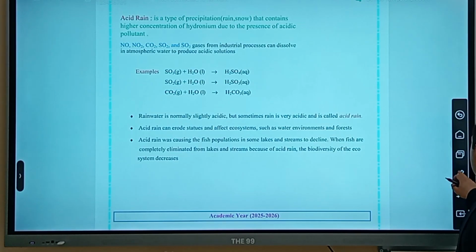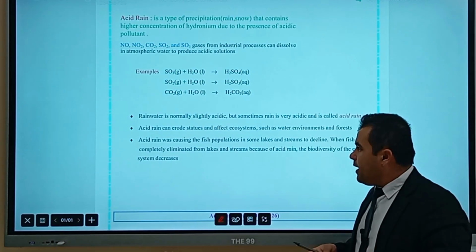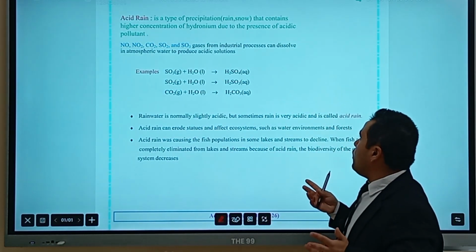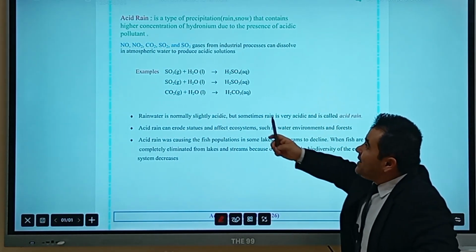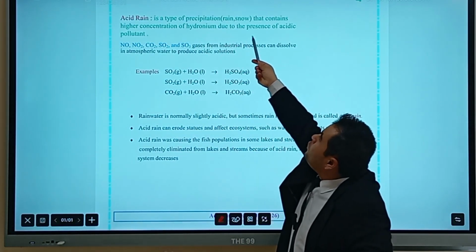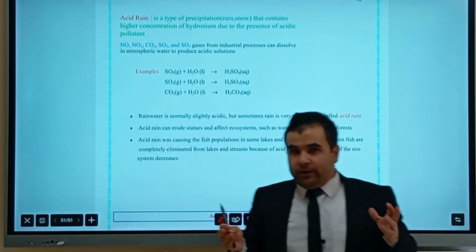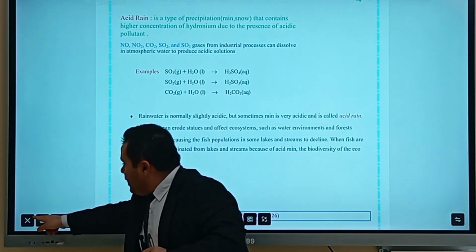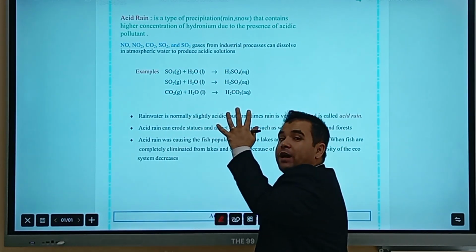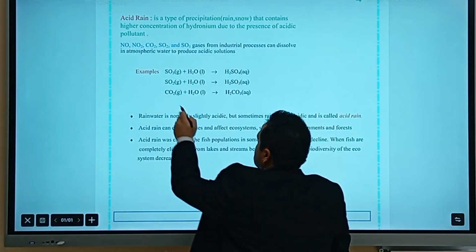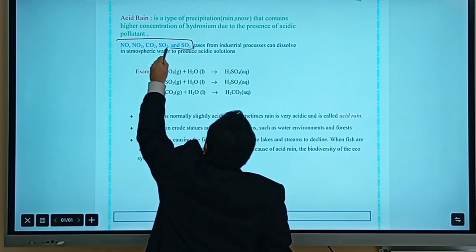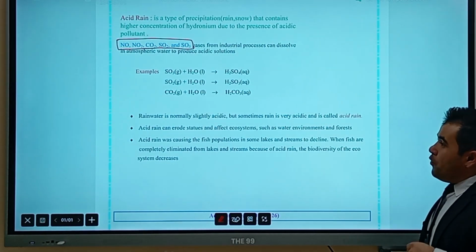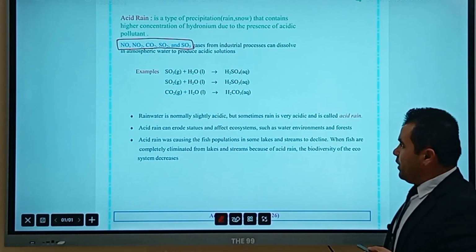Acid rain, guys. Let us define acid rain. It is a type of precipitation, can be rain, snow, or any other type, that contains a high concentration of hydronium due to the presence of gas pollutants. What's important in acid rain? The 5 gases in our book which produce acid rain are nitrogen monoxide, nitrogen dioxide, carbon dioxide, sulfur dioxide, and sulfur trioxide. Those gases are responsible for forming acid rain.